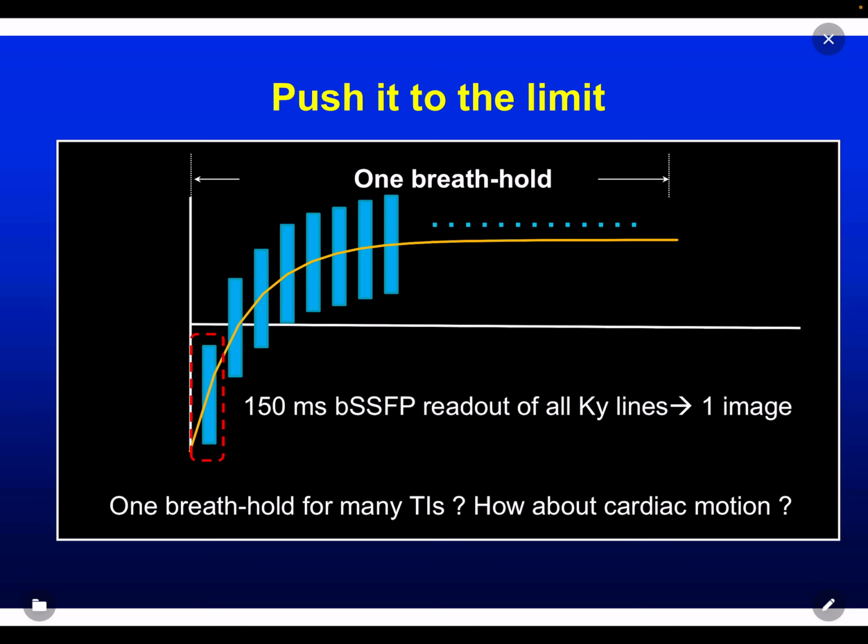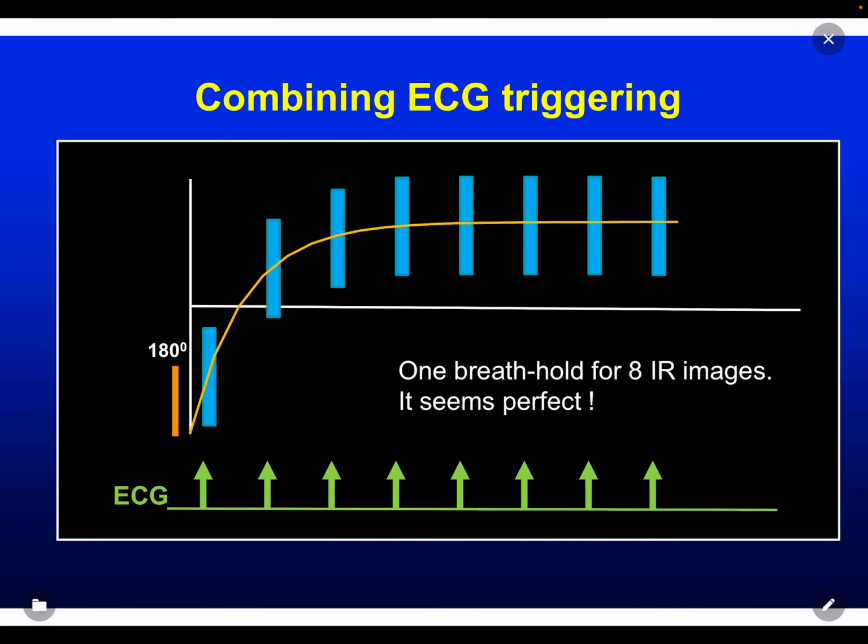But wait a minute, how about the cardiac motion? Actually, we need ECG gating for that. So we can use ECG triggering and take a deep breath for one breath-hold and acquire 8 IR images. It seems perfect now because we can use 8 images to track the T1 recovery.